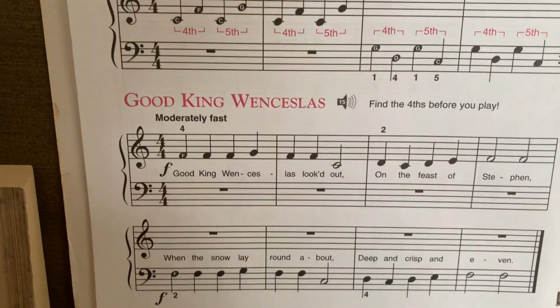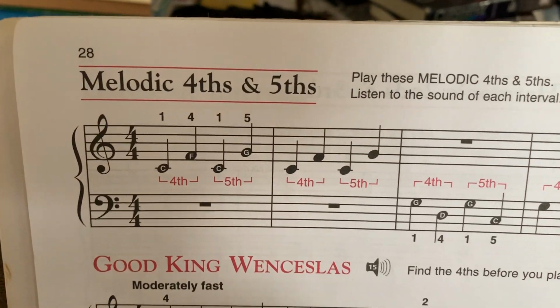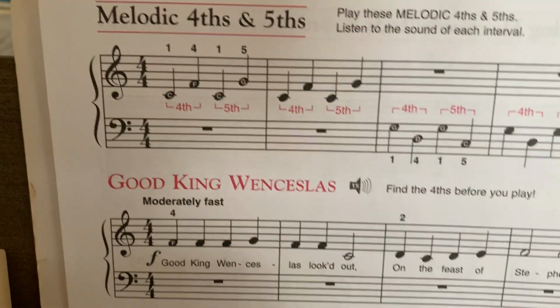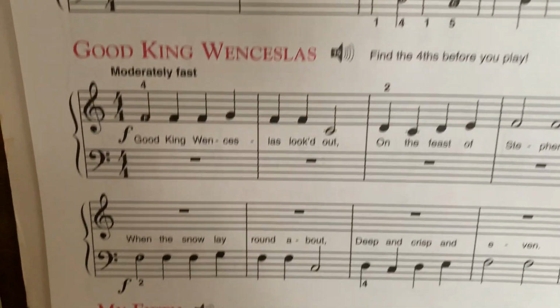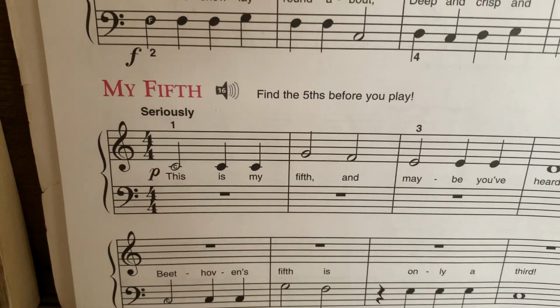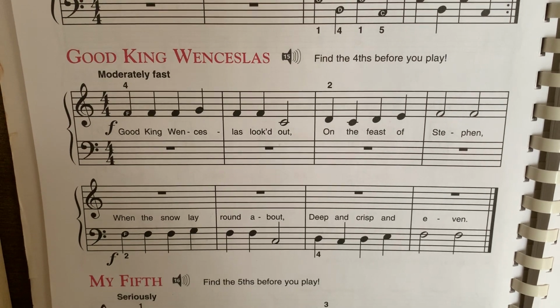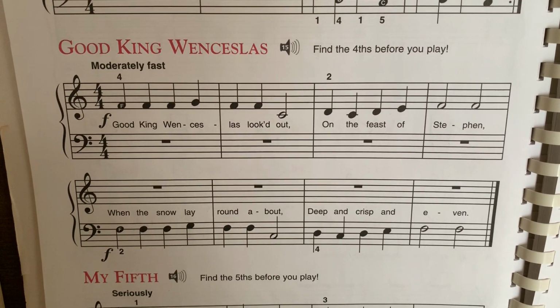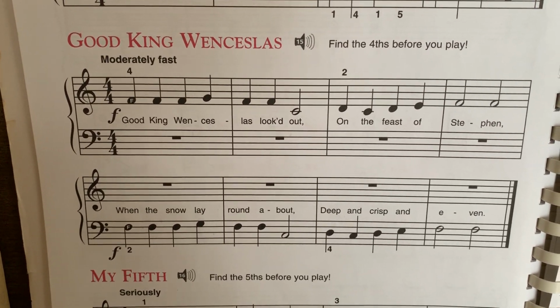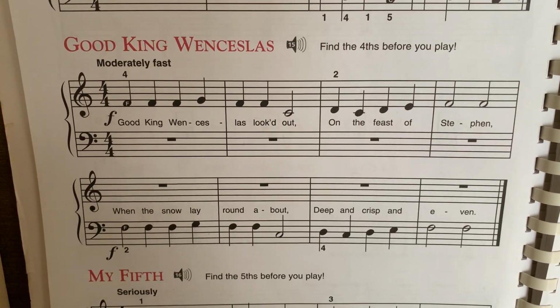All right, so we're going to start looking at page 28. You can see where it says melodic fourths and fifths, and we're going to work through Good King Wenceslas and My Fifth. And we're going to try to read through these as quickly as possible as a kind of sight reading exercise, which means get through it without too much study and just be able to play it as quickly as possible and play it well.